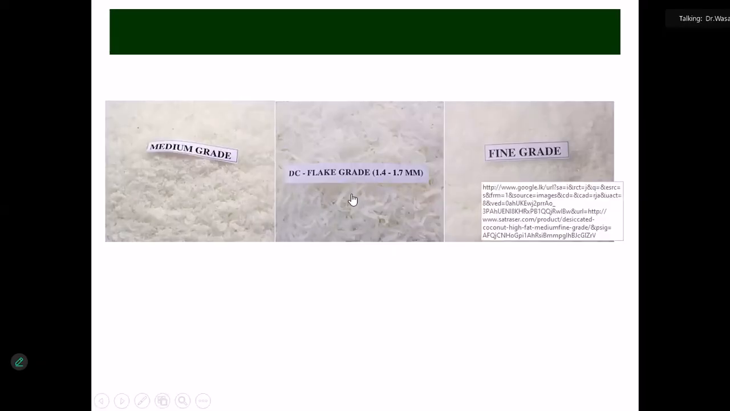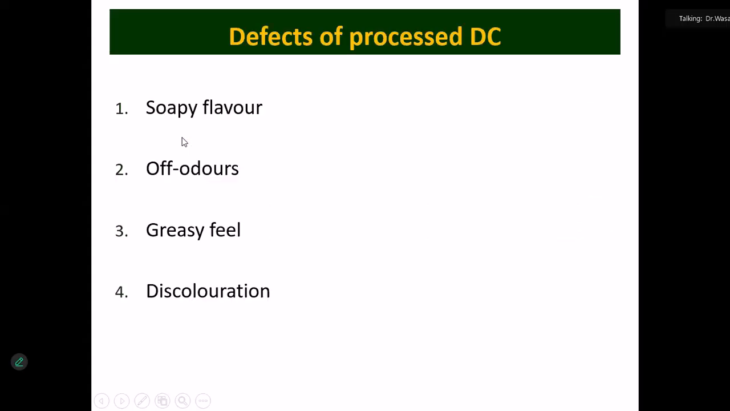Then plaque can carry corn flakes or coconut flakes, medium grade, and so on. Then what are the defects of process DC? Defects. Now we are going to discuss the defects, the quality problems in the DC that has been made.